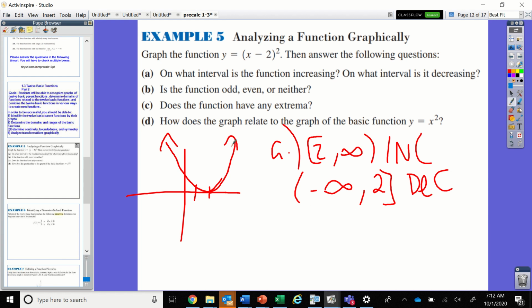And then it says, is the function odd, even, or neither? Remember, an odd function means it has origin symmetry. An even function means that it has symmetry over the y-axis, and neither means that there's some other kind of symmetry, or there's no symmetry at all. So to test this, if you remember correctly, we replace all the x's with a negative x and simplify.